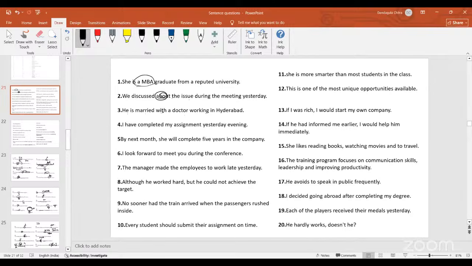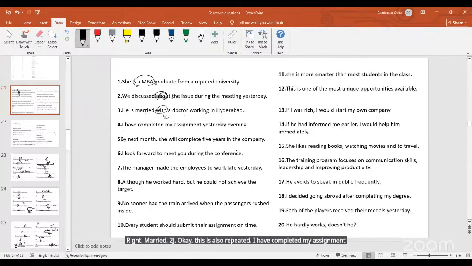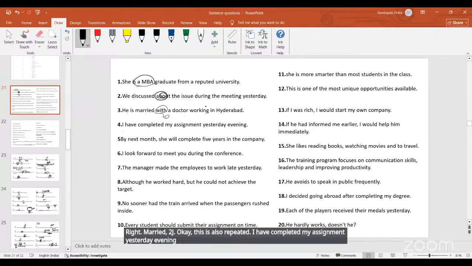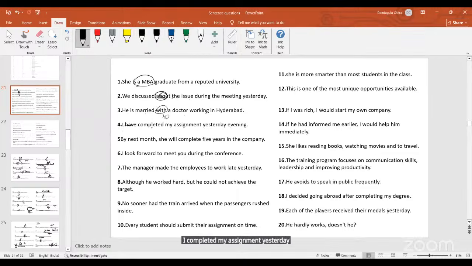Right. Married to a. Okay, this is also repeated. I have completed my assignment yesterday evening. I completed my assignment yesterday evening. Right. I completed my assignment yesterday evening. Similar type of questions that we already did.